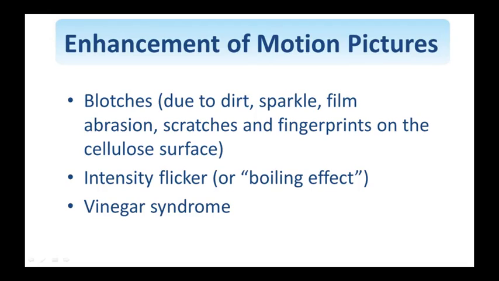The vinegar syndrome has various appearances. It may show up as a partial loss of color, bright or dark tree-like branches, non-uniform blurred images, and so on.